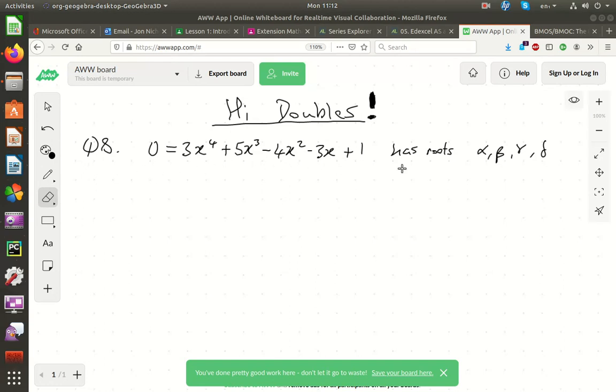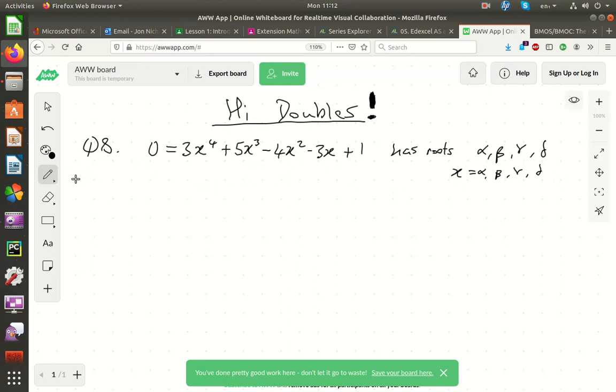Okay, we know this equation has these roots. Now remember, the roots are just the solutions to the equation. So if you like, I could say that x equals alpha or beta or gamma or delta. That value of x solves that equation.